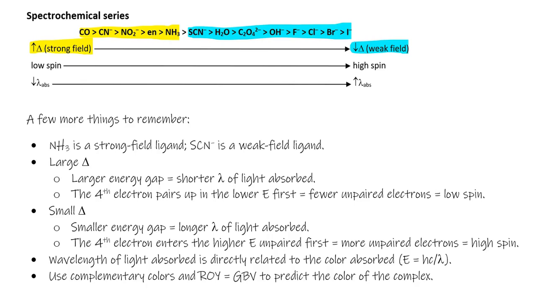This leads to the minimum number of unpaired electrons, called a low-spin complex, which is less paramagnetic. For weak field ligands, the fourth electron will enter the higher energy level unpaired, because the pairing energy is greater than delta. This leads to the maximum number of unpaired electrons, called a high-spin complex, which is more paramagnetic.